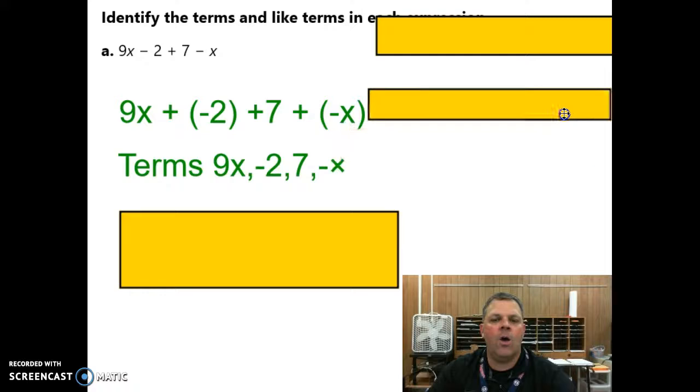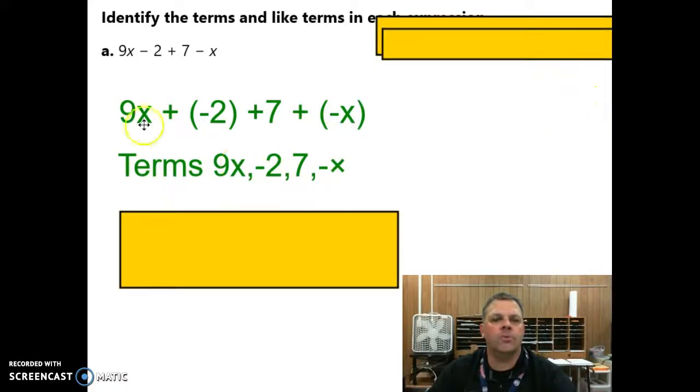We can now use what we know about terms. This is a term, 9x. This is also a term, negative 2. This is also a term, 7. And this is another term, negative x. These are terms because they are separated by an addition symbol.